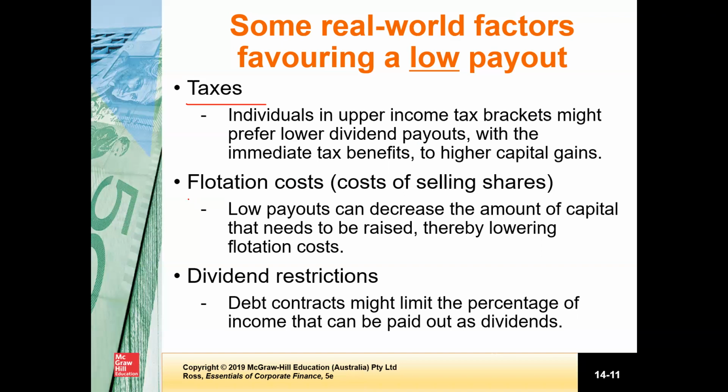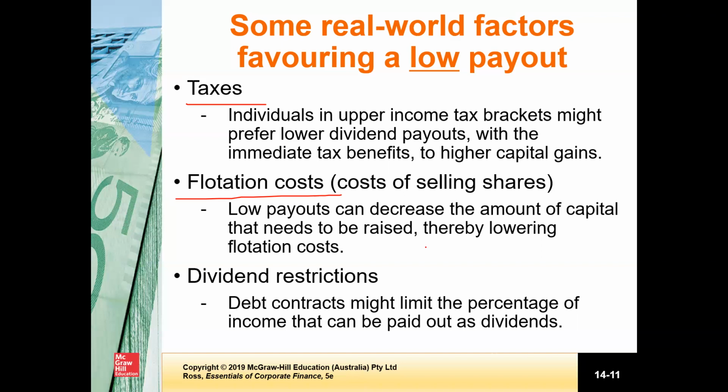The next point is flotation costs, the cost of selling shares. In our example previously, where we illustrated that dividend policy does not matter, we saw that the firm could sell some new shares if necessary to pay a dividend. As we will be discussing in the next chapter this week, selling new shares can be very expensive. If we include the cost of selling shares, which is called flotation cost, in our argument, we will find that the value of shares decreases if we sell new shares.